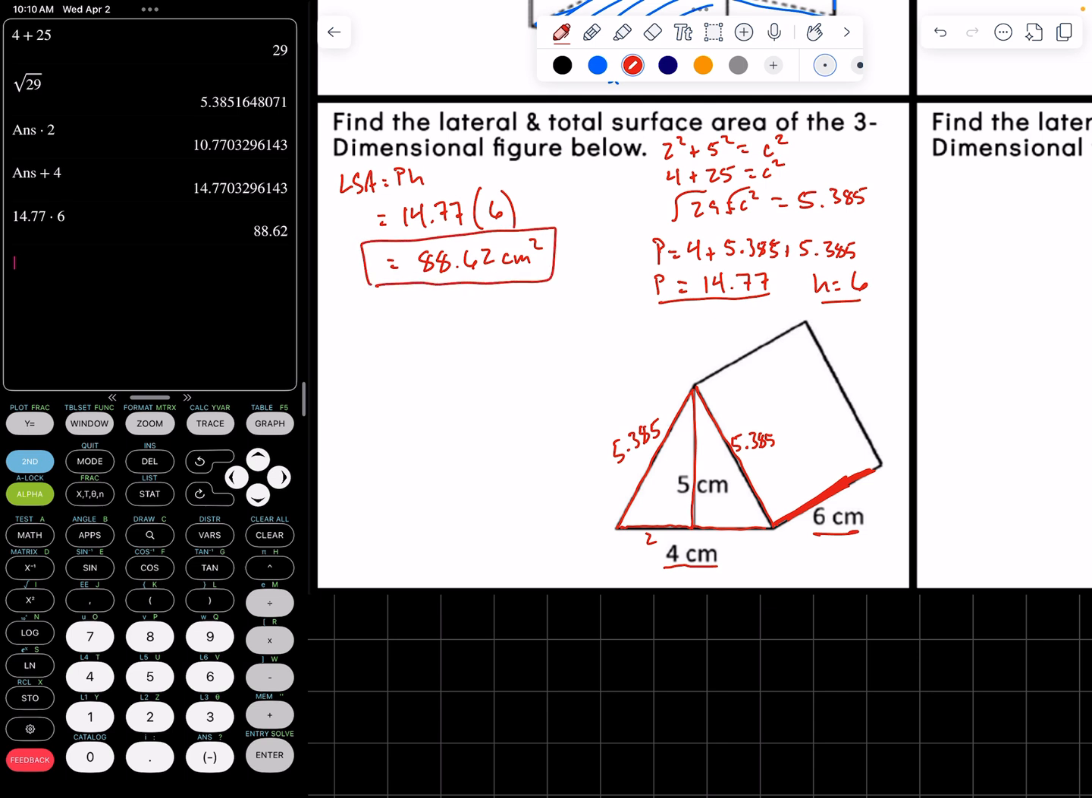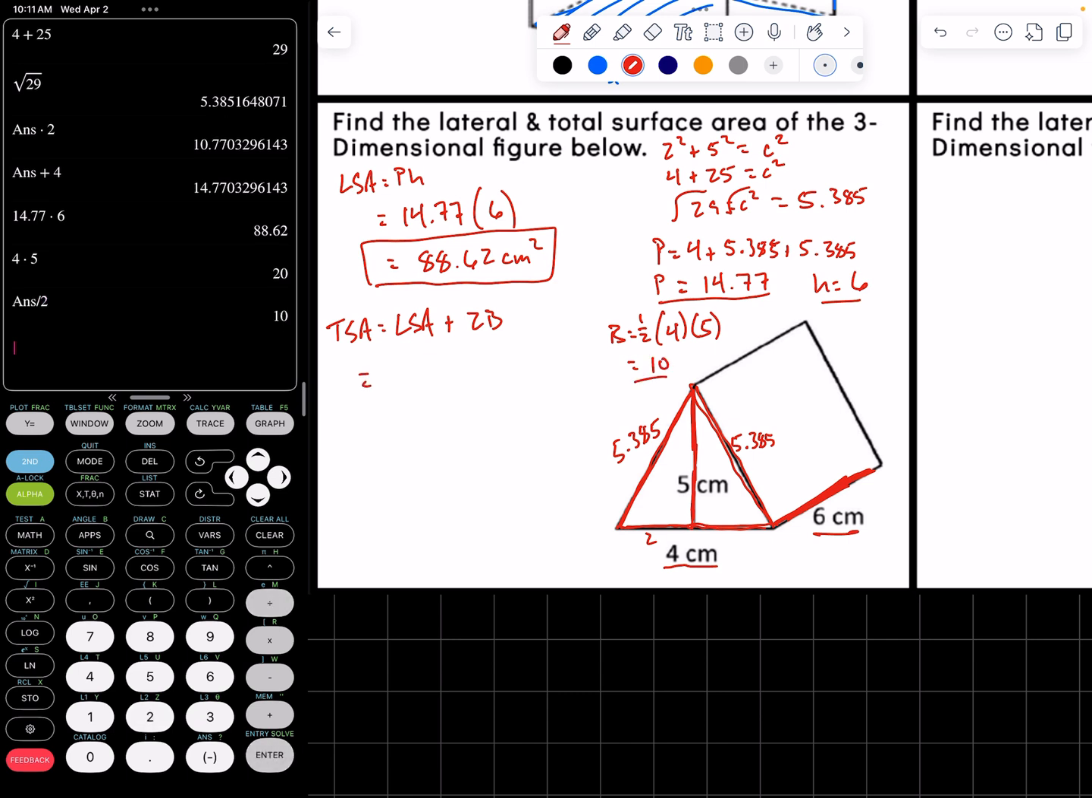Then my total surface area is going to be my lateral surface area plus 2b. And to find the area of my base, that's going to be 1/2 my base, which is 4, and my height, which is 5. Remember, of this triangle right here. So my height is 5. My base is 4. 4 times 5, divided by 2 is 10.